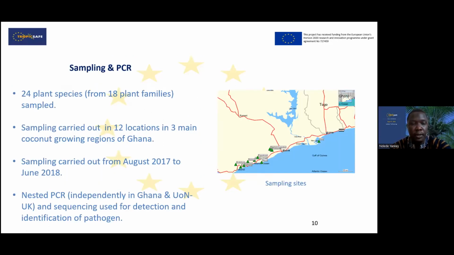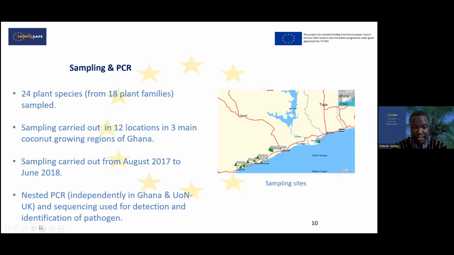Under this project, we have done extensive sampling, and we have sampled 24 plant species from 18 plant families. The samples were collected from 12 locations in the three main coconut growing regions of Ghana. And there's a map of the place where we have sampled along the coast from the Western region right up to the border with Togo. The sampling has been carried out from August 2017 to June 2018, spanning both the seasons we have in Ghana, that is the rainy and the dry season.